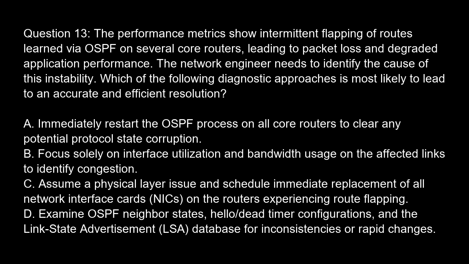Option A. Immediately restart the OSPF process on all core routers to clear any potential protocol state corruption. Option B. Focus solely on interface utilization and bandwidth usage on the affected links to identify congestion. Option C. Assume a physical layer issue and schedule immediate replacement of all network interface cards, NIC, on the routers experiencing route flapping. Option D. Examine OSPF neighbor states, hello/dead timer configurations, and the link state advertisement, LSA, database for inconsistencies or rapid changes.